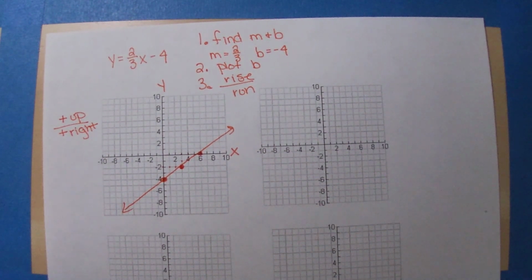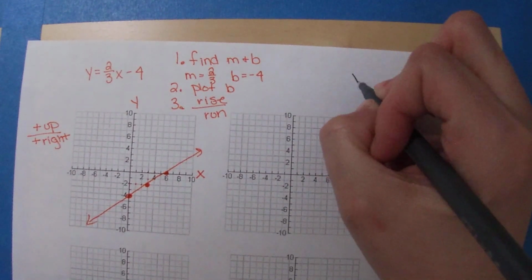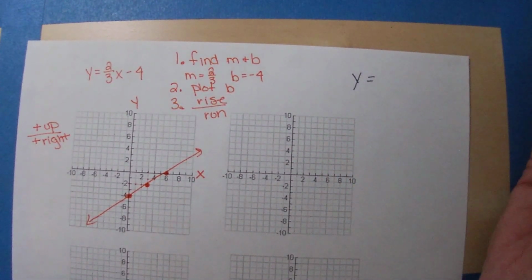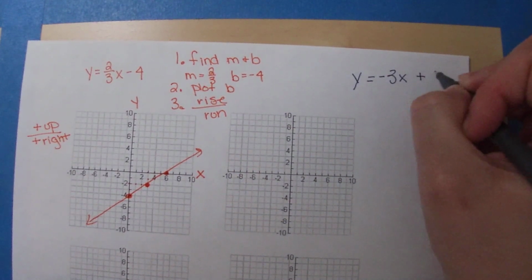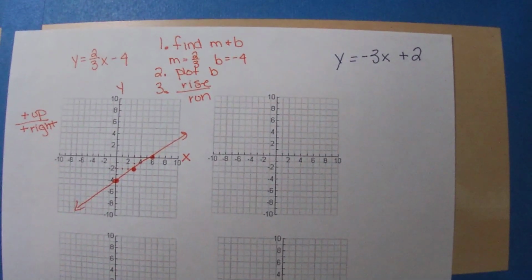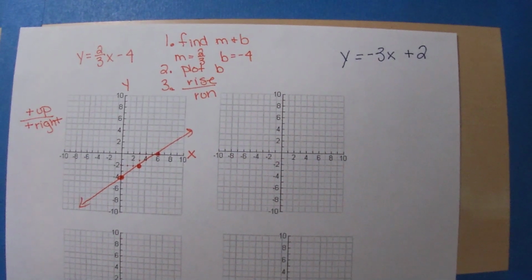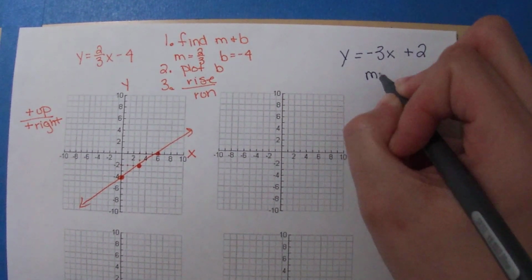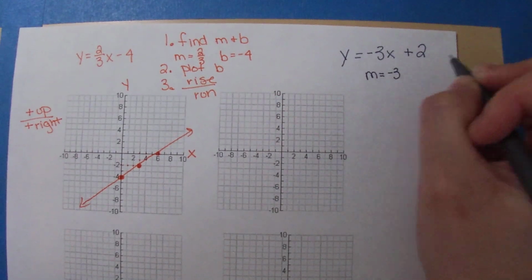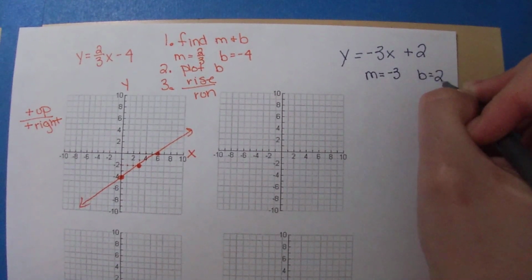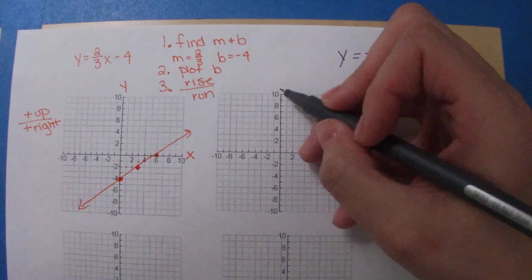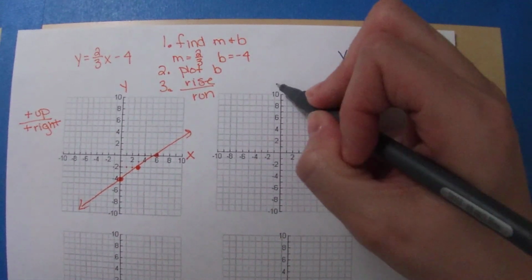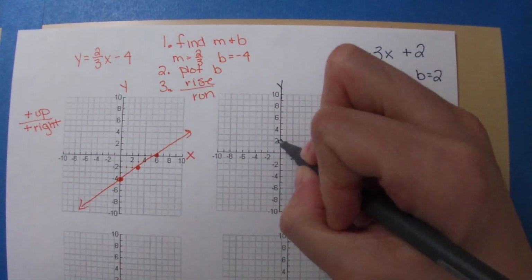Okay, so let's say we want to graph y equals -3x plus 2. So the first thing we're going to do is find m and b. So m is -3 and b is 2. So I'm going to start at b. I'm going to start on my y-axis, right? My y-axis is my up and down. I'm going to start at 2.